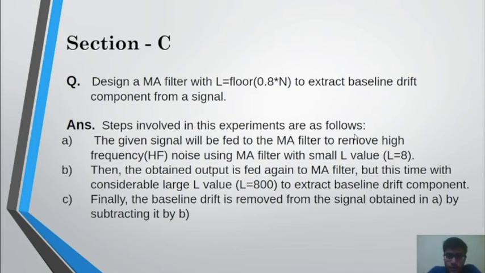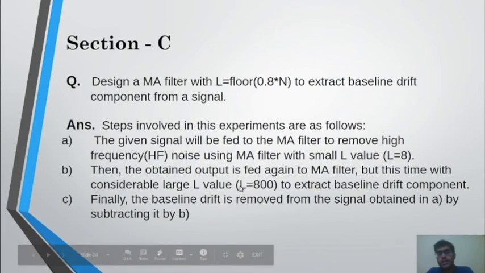Now the steps involved in this experiment are as follows. The given signal will be fed to the MA filter to remove the high frequency noise, first using a small value of L, and then using L equal to 800. So first we are removing very high frequencies, and in the second part we are only left with very low frequencies.